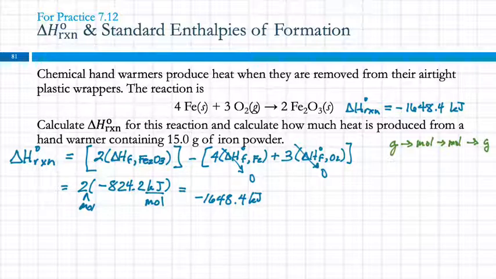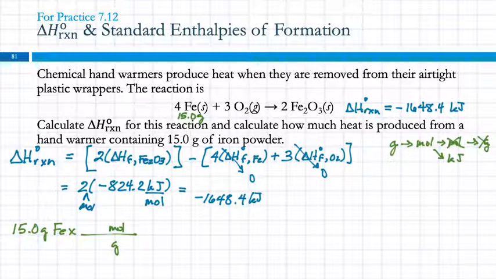We have a mass of iron. We have 15 grams. So 15 grams of iron. And then we're trying to figure out how much energy is released. So we're going to go grams to moles and directly to kilojoules. We don't need those guys. So 15 grams of iron times, we're going to convert this to moles. And then we use that heat of reaction, which gives us the relationship between kilojoules and moles of iron. So this is minus 1648.4 kilojoules per 4 moles of iron, because it's this one, 4 moles of iron. And then the molar mass of iron, 55.85 grams.